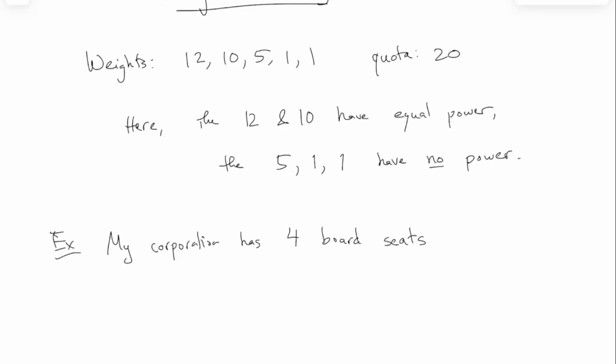Let's say my corporation has 4 board seats and they have weights 10, 10, 10, and 9. And when they make decisions, the quota is, let's say, 30.